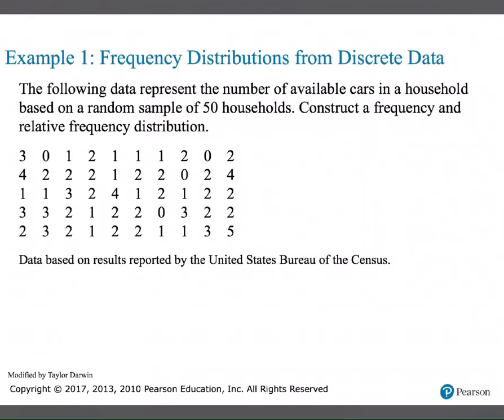The following data represents the number of available cars in a household based on a random sample of 50 households. Construct a frequency and relative frequency distribution. So for quantitative data, you can still do the same thing as far as frequency and relative frequency distribution goes. And so we know that our sample size is 50, so we know our number should add up to 50 as far as frequency goes. And so let's see, what are we talking about? Number of cars per household.